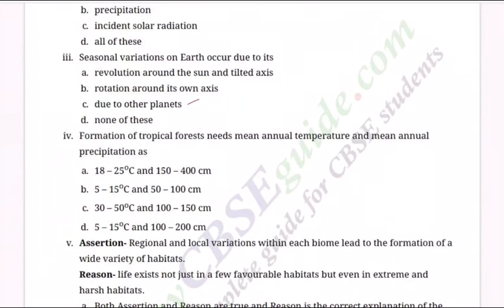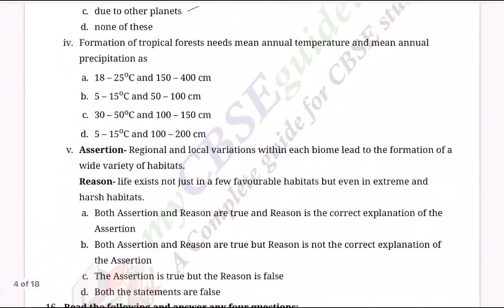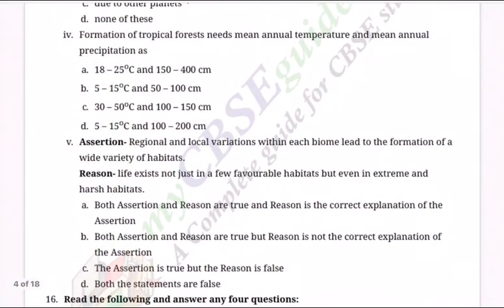4th, formation of tropical forests needs mean annual temperature and mean annual precipitation as A. 18 to 25 degrees and 150 to 400 centimeters. B. 5 to 15 degrees centigrade and 50 to 100 centimeters. C. 30 to 50 degrees centigrade and 100 to 150 centimeters. D. 5 to 15 degrees centigrade and 100 to 200 centimeters.